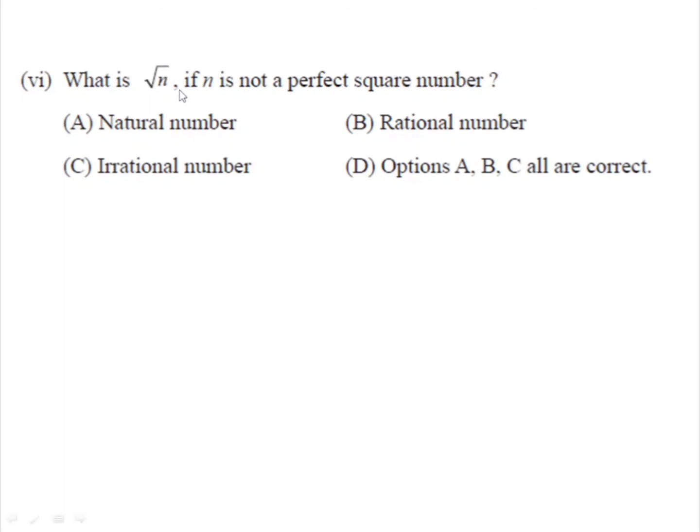What is the square root of n if n is not a perfect square number? If we consider root n where n is not a perfect square, then it must be an irrational number. Because if it is a perfect square, for example the square root of 16, we know that 16 is a perfect square, so the square root of 16 is 4, and we know that 4 is a natural number. Here it is given that n is not a perfect square, so it must be an irrational number.